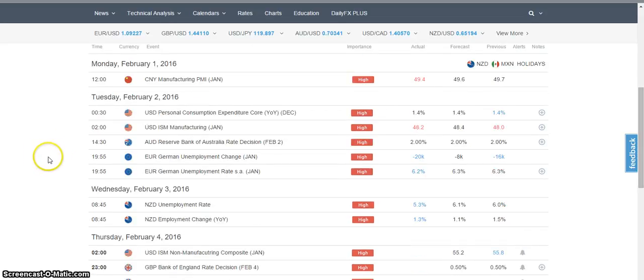At the beginning of the week, we had the China manufacturing PMI numbers. This number came out slightly worse than expected, and therefore, if you're trading such currency pairs as the Aussie USD, you would have seen a bit of weakness on the Aussie there.